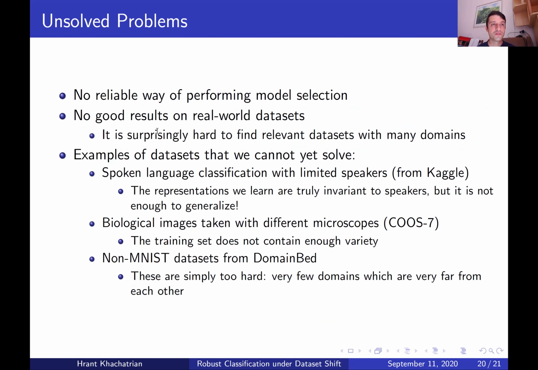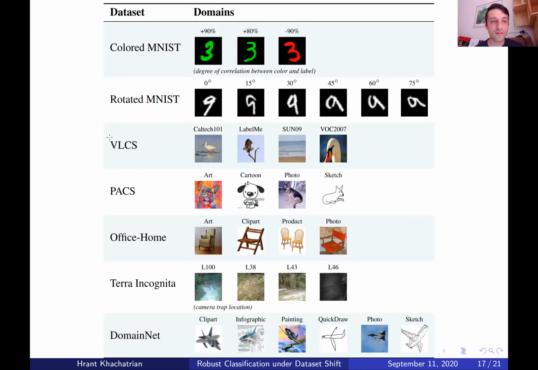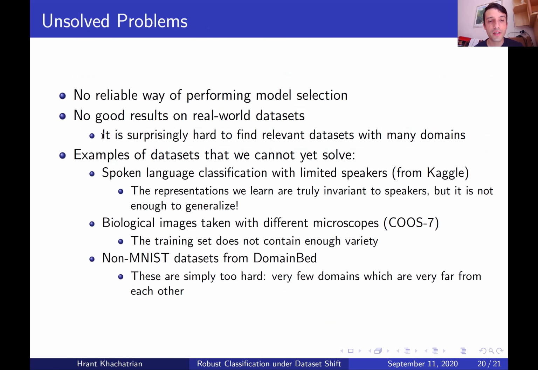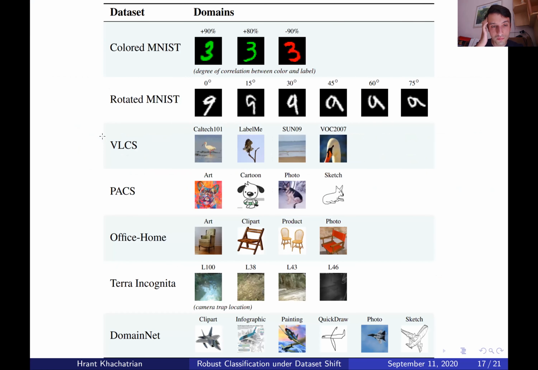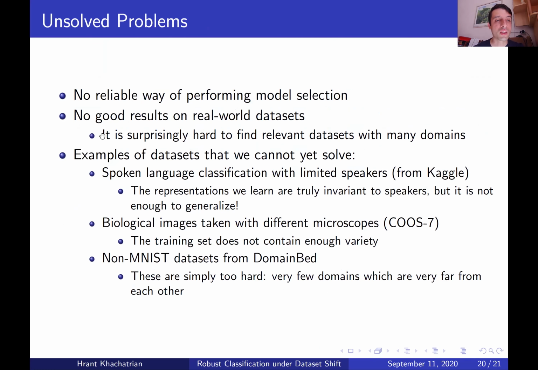Okay, so to summarize, here are the unsolved problems for our algorithm and the setups that we are looking for. There is no reliable way of performing model selection, and we still cannot find good results on real-world data sets. It's funny that there is this DomainBed, but it is very hard to find relevant datasets with many domains. My intuition is that most of these models can work if the number of domains is large, like 10 or 20, but none of these datasets have this many.